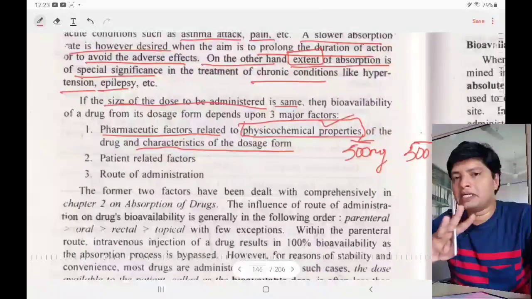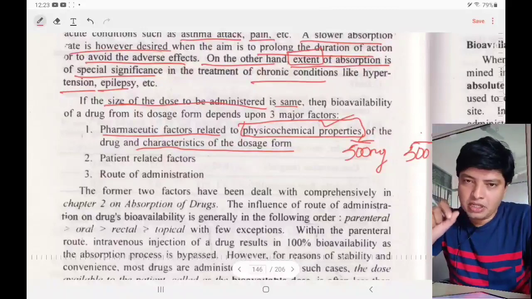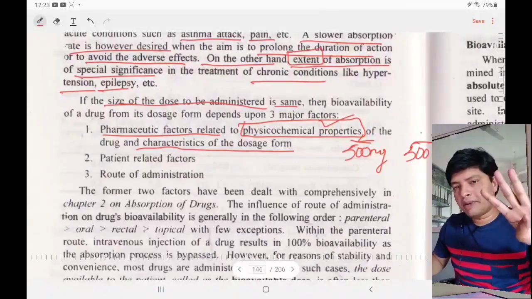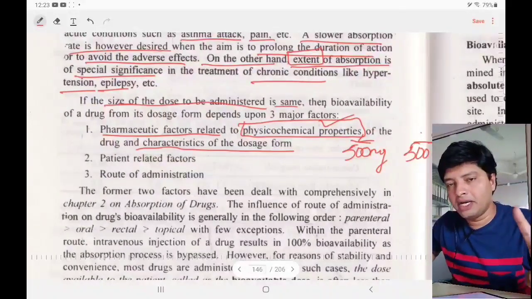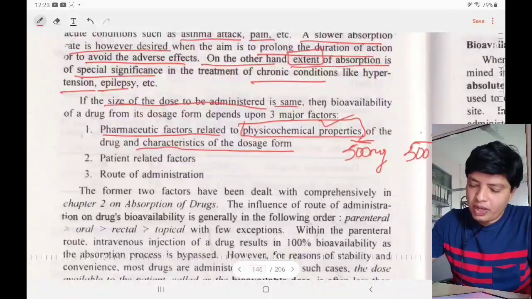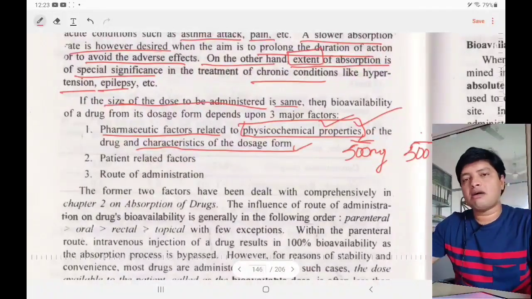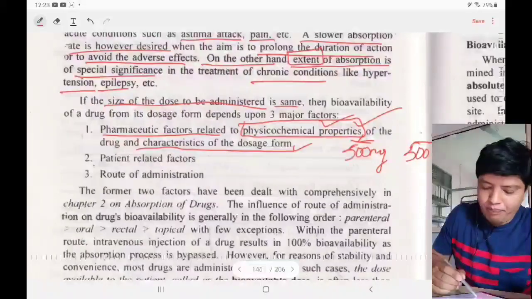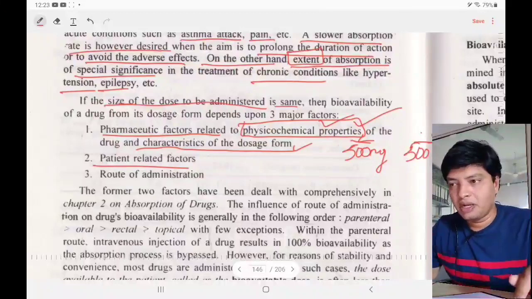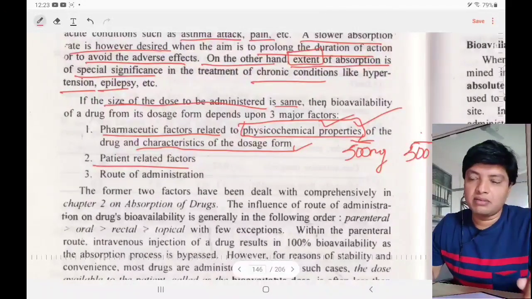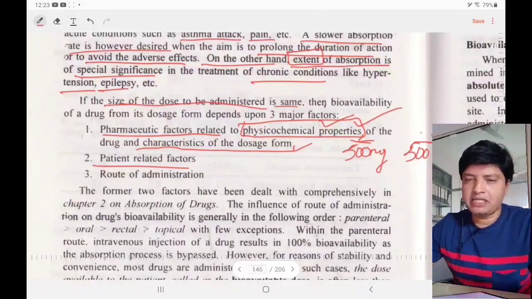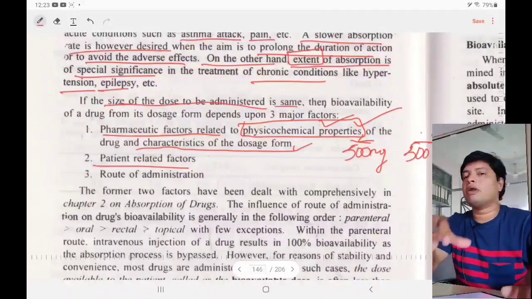So the bioavailability is dependent on three factors if the administered dose is the same in two different dosage forms. One is the pharmaceutical factor, which is again subdivided into two: physiochemical property of the drug and characteristics of the dosage form. Two, patient related factors. We have many factors related to the patient, such as the disease condition, or how the patient is taking food. Everything comes under patient related factors. They also affect your bioavailability.